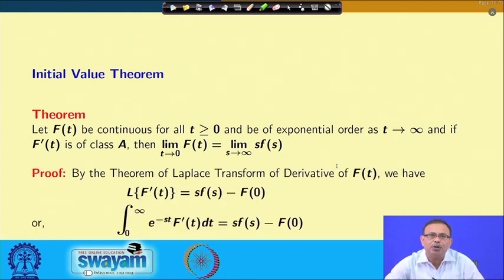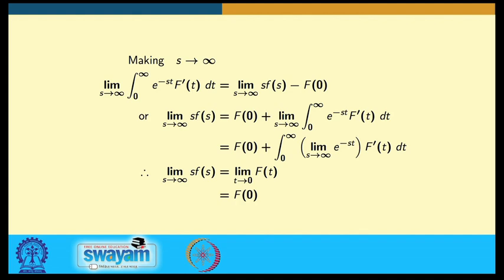So, this is the initial value theorem. The proof whatever I told, that just I have written, so that making s approaches infinity, you are getting this. You will come back to this line, and from there f 0 plus limit s approaches infinity e power minus s t in 0 to infinity, which will become 0. So that you will obtain limit s approaches infinity s f s equals limit t approaches 0 f t, and which you can write down as f 0.